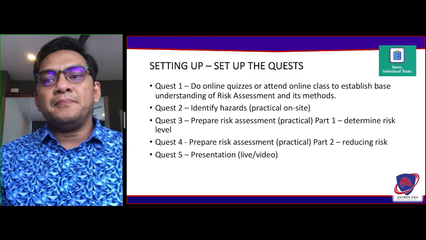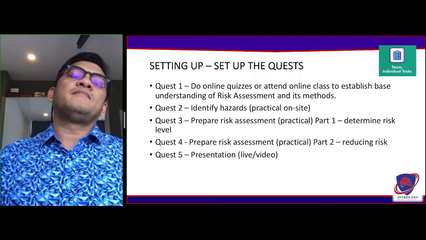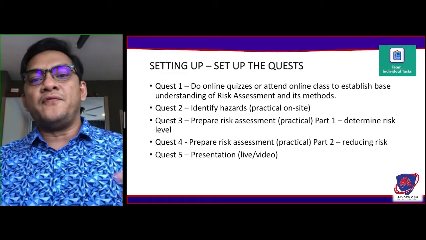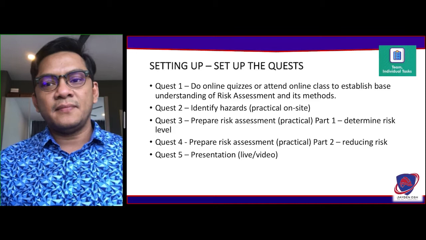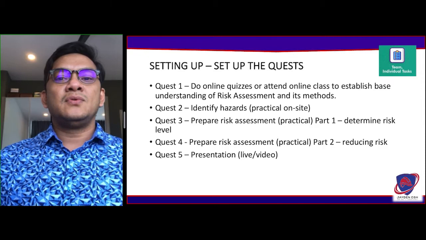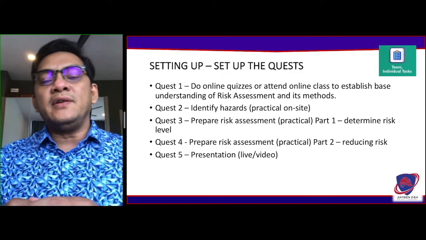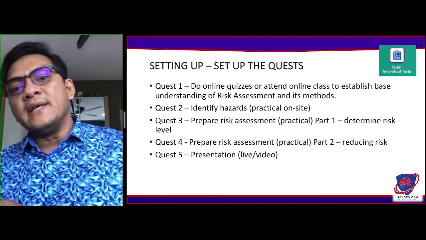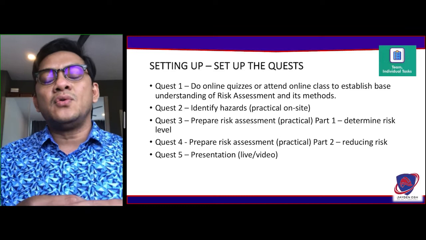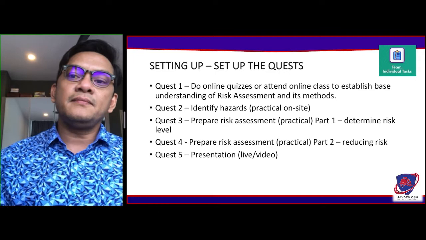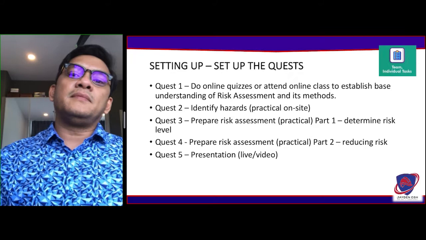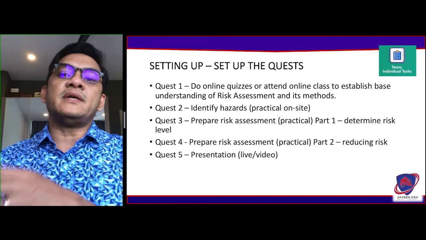Now, the next thing is setting up the quest. Okay, we have a mission, the purpose. Now, to achieve the purpose, we need to have a set of tasks or exercises or activities that the players need to go through. And this usually depends on the trainer. But I'm sharing what I did for the past couple of years, the activities that I changed to quests that involve the process the students need to go through in order to learn about the risk assessment process. So I created 5 quests, and these are quests that relate to risk assessment.